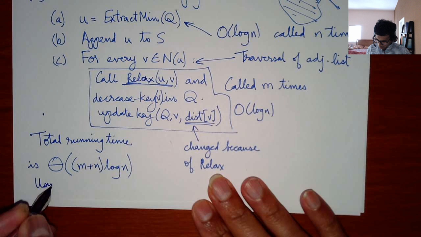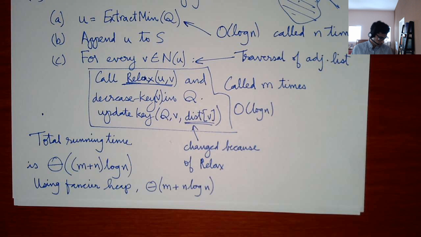Using a fancier heap, and this is called a Fibonacci heap, you can actually get it down to O of m plus n log n. So you can improve by a log factor. But this is the main running time of Dijkstra.